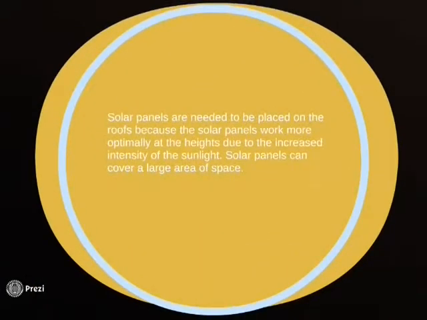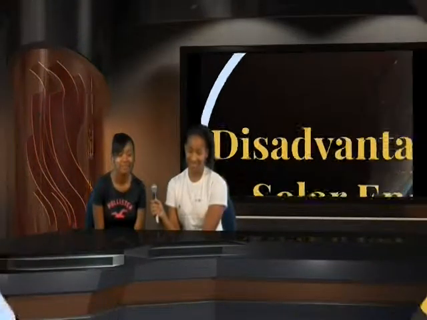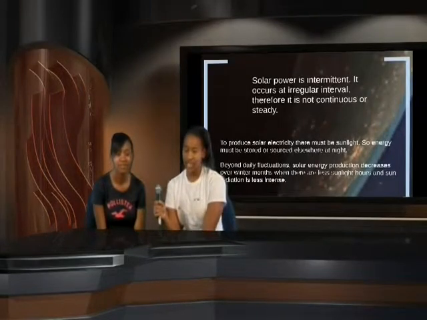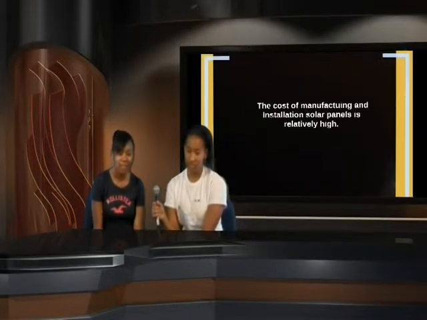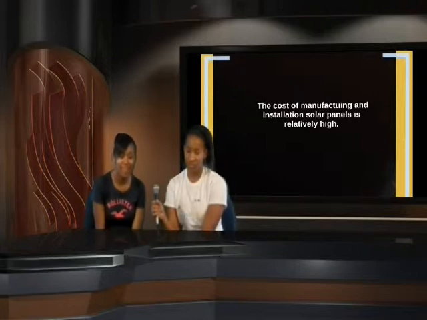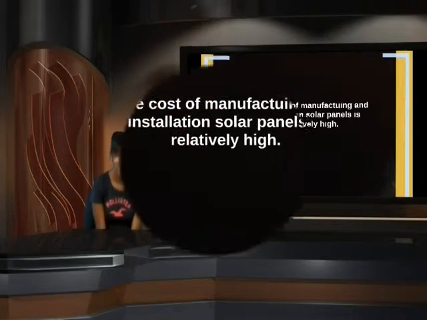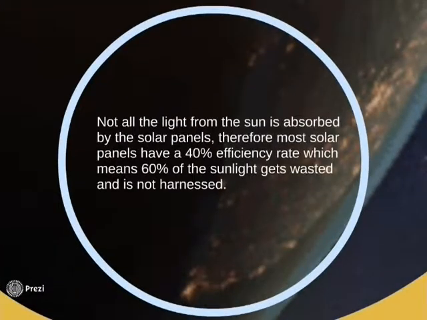Disadvantages of solar energy: solar panels need to be placed on roofs because they work more optimally at heights due to the increased intensity of the sunlight. Solar power is intermittent. It occurs at irregular intervals, therefore is not continuous or steady. The cost of manufacturing and installing solar panels is relatively high. Not all the light from the sun is absorbed by the solar panels. Therefore, most solar panels have a 40% efficiency rate.